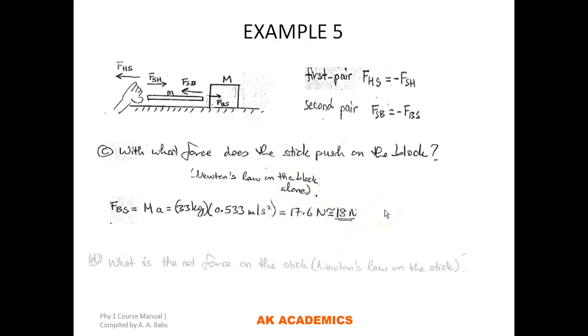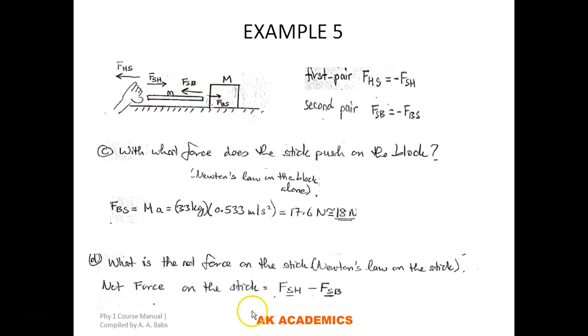Now the next question says, what is the net force on the stick? We have the hand pushing the stick, we have the stick pushing the body, so there is a force acting on the stick from the hand, and there is another force acting on the stick by the mass. So how do we find the net force on the stick? Let's find out. The net force on the stick will be given as FSH, which is the force acting on the stick by the hand, minus FSB, which is the force acting on the stick by the mass.